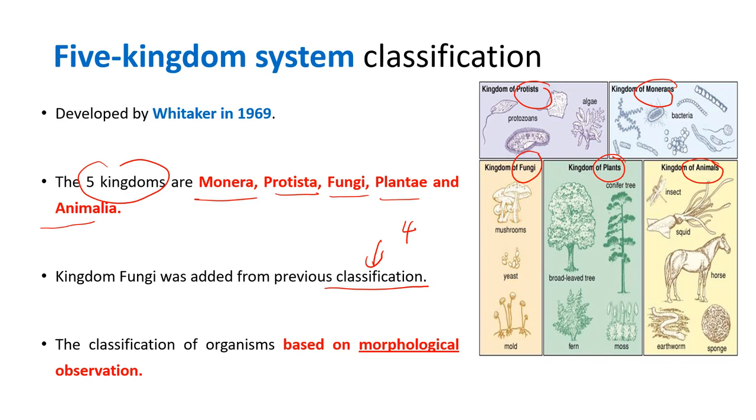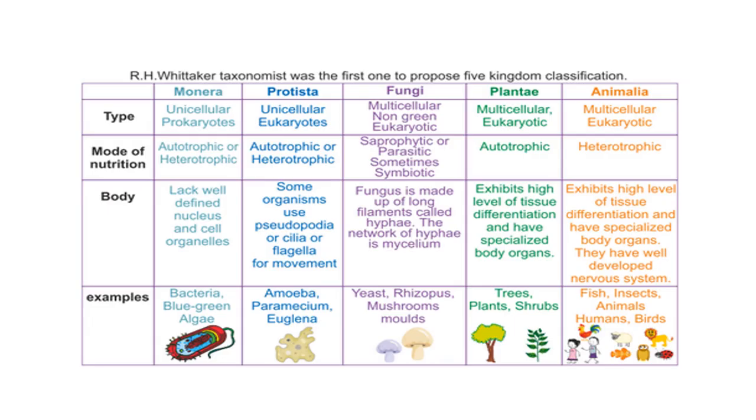The classification of organisms is based on morphological observation, just by looking at the morphology. Whittaker, the taxonomist, was the first to propose the five kingdom classification: Monera, Protista, Fungi, Plantae, and Animalia. For Monera, the mode of nutrition is either autotrophic or heterotrophic, and the body feature is that they lack a well-defined nucleus.